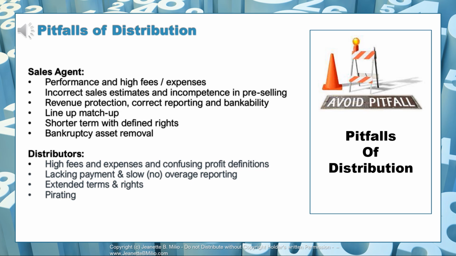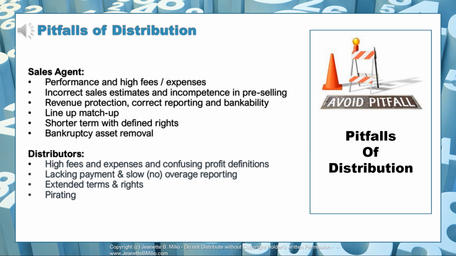When we look at distribution, we look at these two entities. We look at sales agents and distributors. Sales agents sell distribution rights to distributors, and distributors release the content on the distribution platforms that they control in their territory. With sales agents, we have to do a few things to make sure that revenue comes in and that it comes in at a certain time and during a certain period.